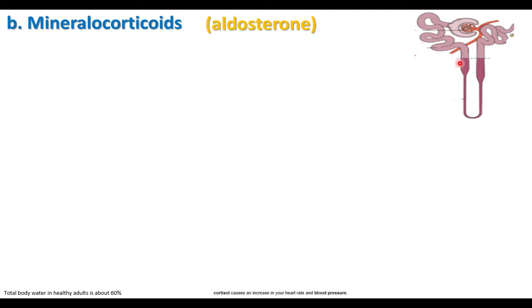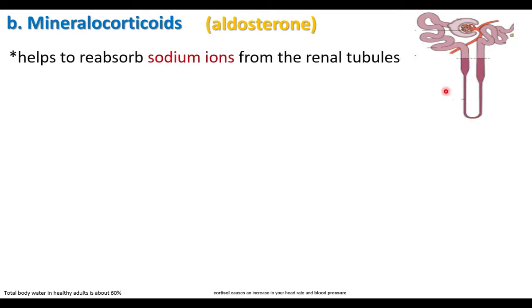Example, aldosterone. This is nephron. Nephrons are found inside the kidneys. We have already learned the structure of nephron in 9th standard. The nephron has tubules. In the kidney tubules, the mineralocorticoids help to absorb sodium ions. Mineralocorticoids help to reabsorb sodium ions from renal tubules, so sodium elimination through urine is prevented.